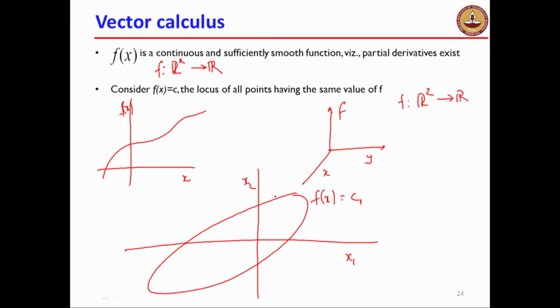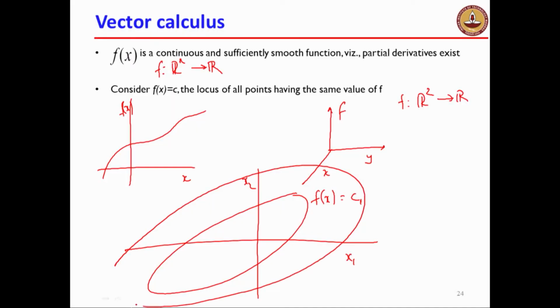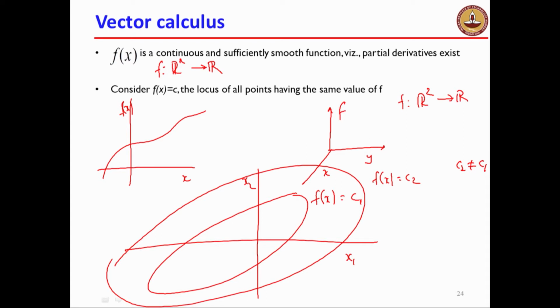I can still continue to do things in 2 dimensions. Now for a different value, I will get another curve, f of x equal to c2. Now c2 could be larger than c1 or smaller than c1, it does not matter, but it is distinct from c1; c2 is not equal to c1. That much is clear, otherwise it would have been the same curve.